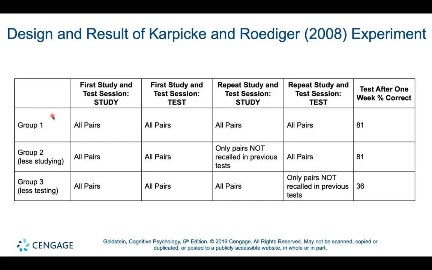The thing to really focus on is that groups 1 and 2 engaged in testing primarily, and their correct level of memory was 81% after a week. Group 3 engaged in more studying but less testing, and they had much worse performance. So testing led to good performance, studying led to bad performance. As you're studying for an exam, make sure that your studying also includes a substantial amount of self-testing. Retrieval practice is what we call that.